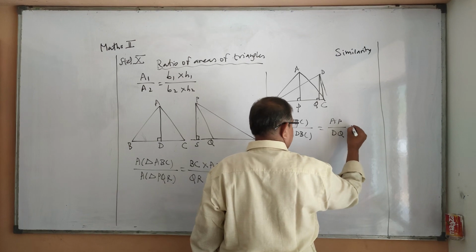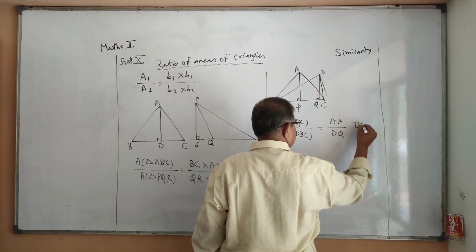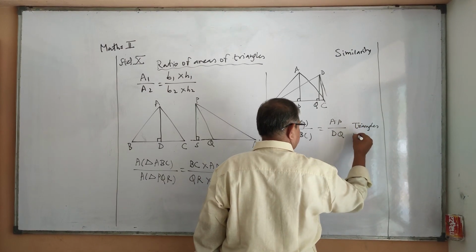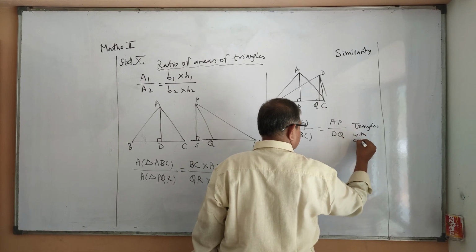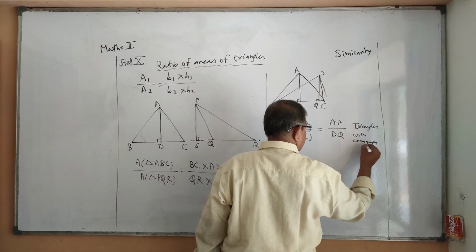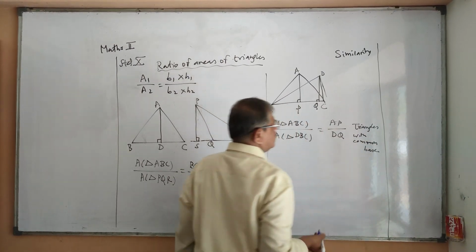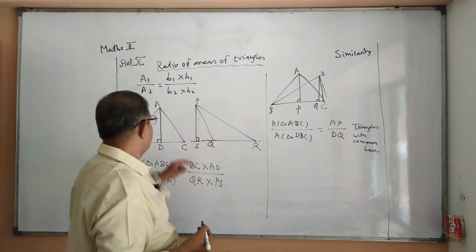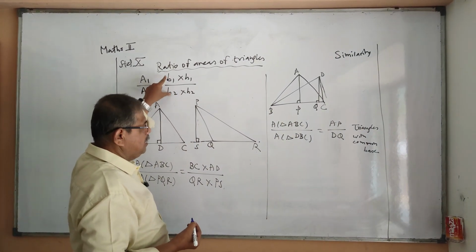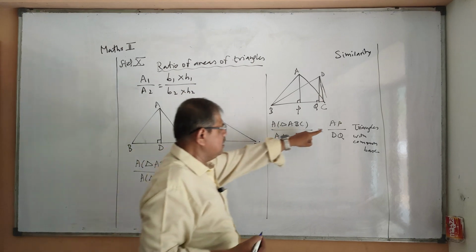The reason I can say this is triangles with common base. Triangles with common base. Because the base is common, the ratio is proportional to their heights.